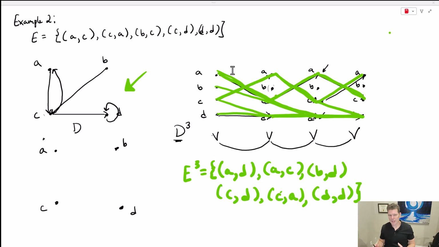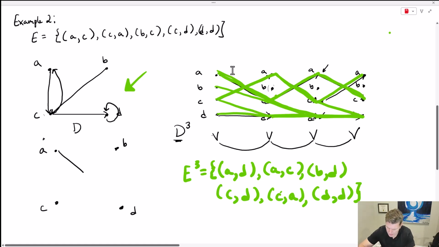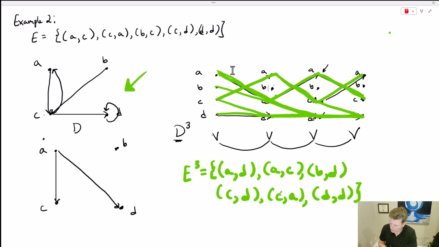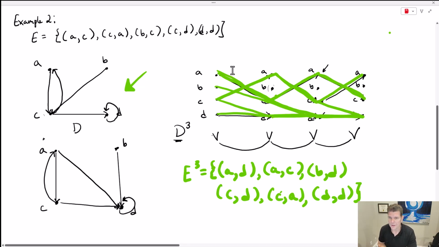Now that I've generated my edge set, I can go and create my graph. So you notice that I have A goes to D, we'll have A goes to C, B to D, C to D, C to A, and D to D. And that's the graph.